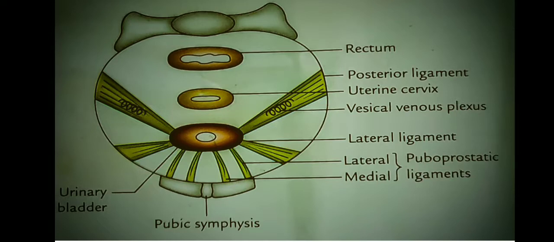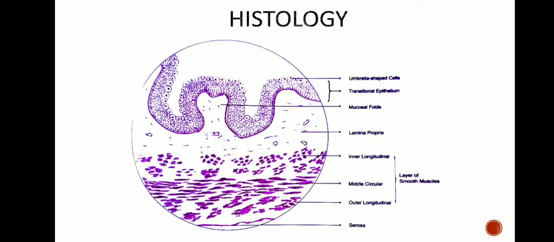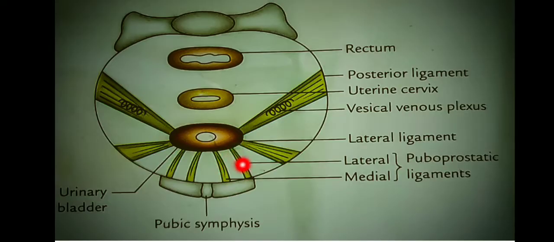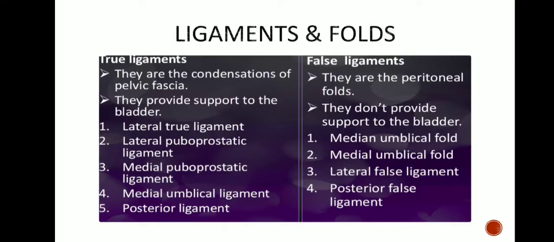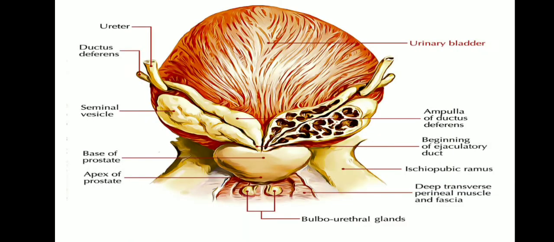And the puboprostatic ligaments, they are 4 in number, 2 of each pair. That is the median puboprostatic ligament and the lateral puboprostatic ligament. These are the lateral puboprostatic ligament, and these are the median puboprostatic ligaments. Where the lateral puboprostatic ligament extends from the tendinous arch of the pelvic fascia along the wall of the pelvic cavity to blend with the upper part of the prostatic sheath. As you can see in this picture, it blends with the prostatic sheath.